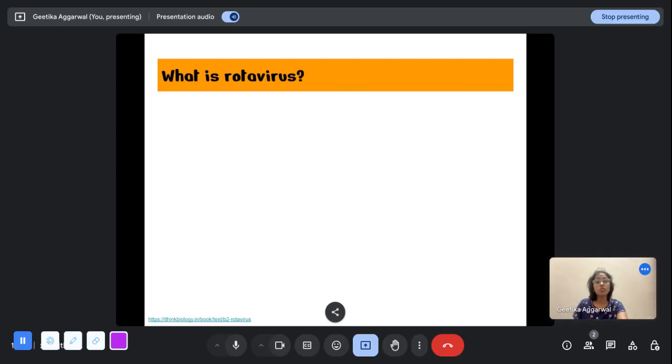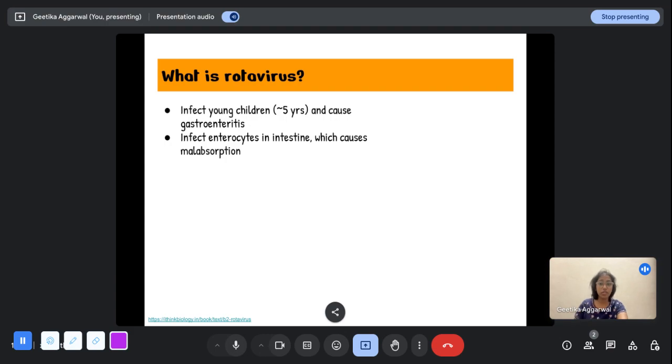And so now let's discuss what rotavirus is. Rotavirus is a kind of virus which infects young children, mostly less than 5 years of age, and it causes gastroenteritis. How does it do that? It infects the enterocytes, which are cells in our intestines, and it causes malabsorption. Malabsorption is when our small intestine, which is basically responsible for absorbing all of the nutrition that we get from our food, cannot do so.